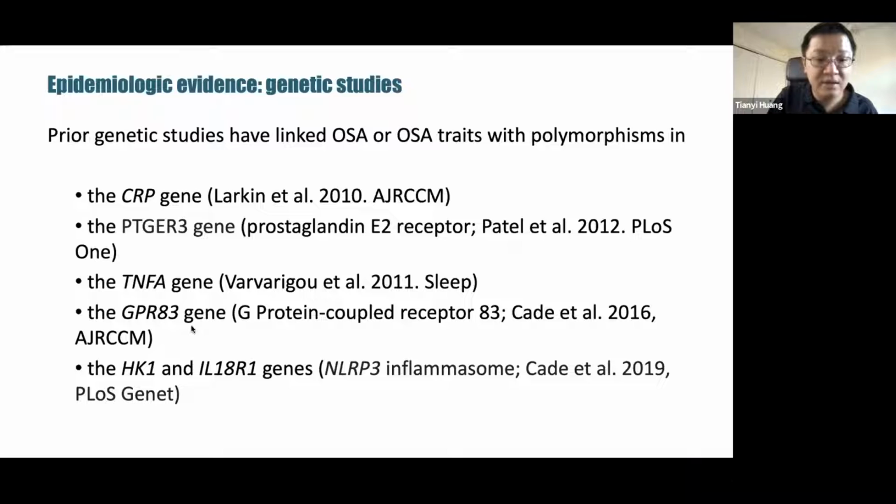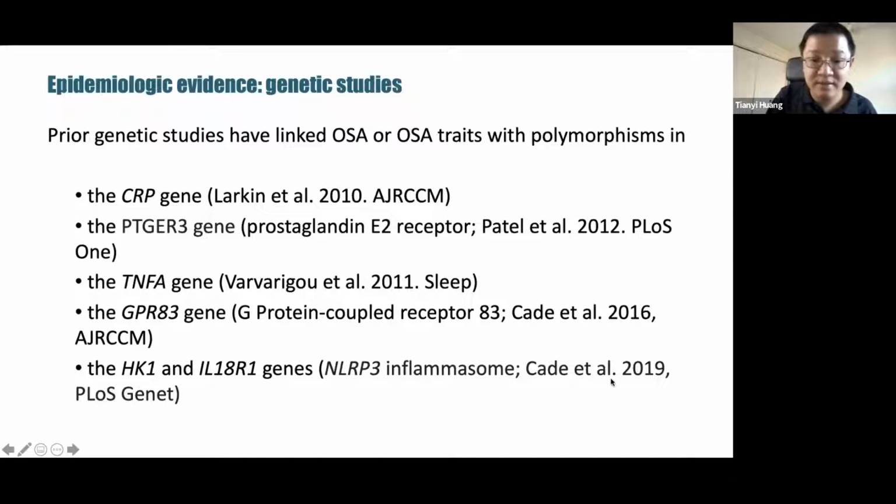And more recently, in genome-wide association studies, some top hits are also involved in inflammation-related pathways. For example, in a 2016 GWAS that tried to find genetic loci for AHI, one of the top hits is in the GPR83 gene, which encodes a G protein coupled receptor, and this receptor is known to play an important role in modulating inflammation and inflammatory responses.